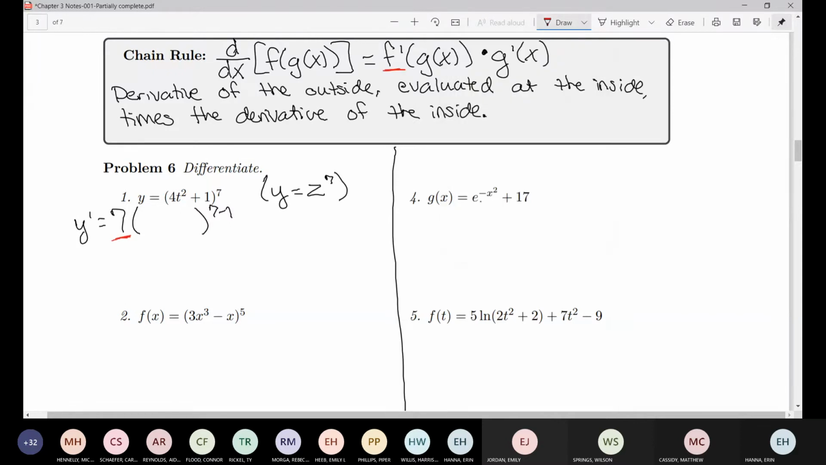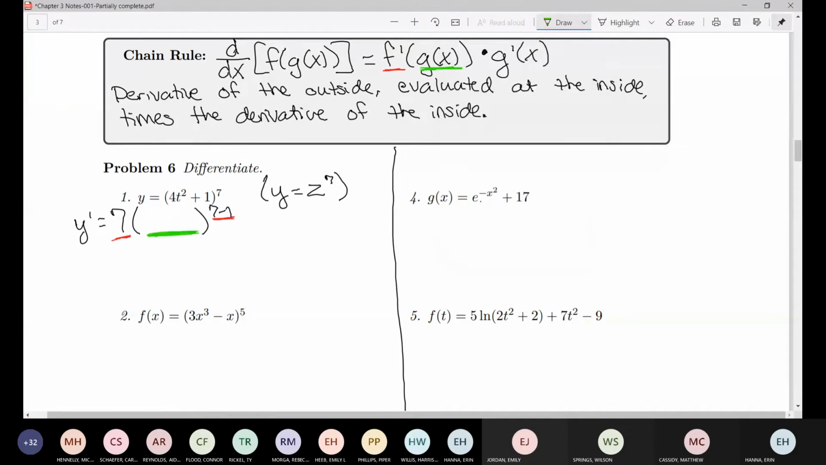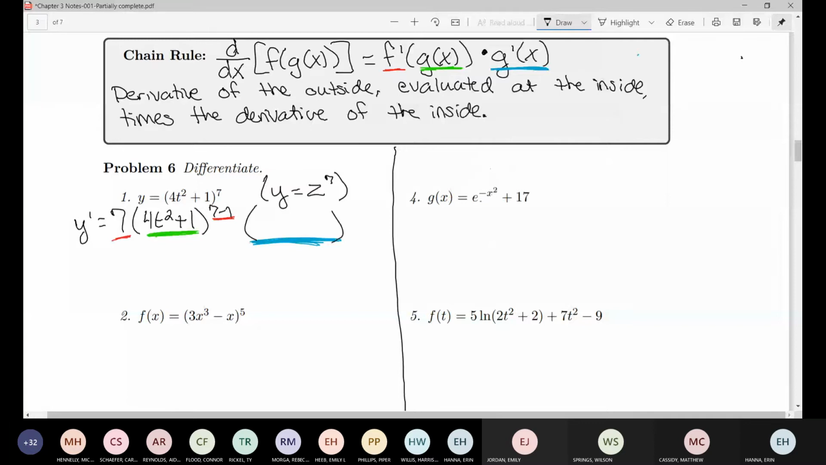So take the derivative of your outside function, leave the inside function alone. That's the evaluate-at-the-inside-function part: you just take care of that 7th power, but leave the inside alone. And then I have to take the derivative of the inside function. It's going to show up back here. So what's the inside function? The inside was the 4t squared plus 1.